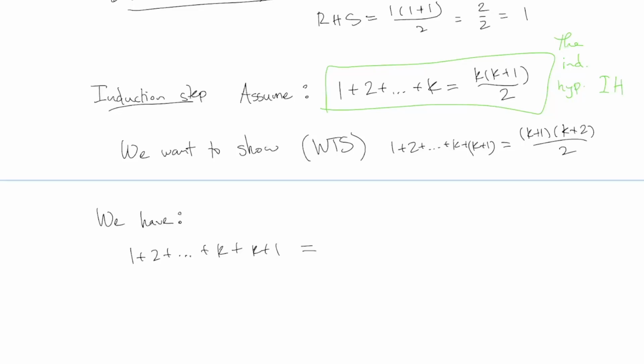Yeah, so I'm going to use the induction hypothesis immediately. 1 plus 2 up to k is equal to k times k plus 1 over 2. So this whole thing I'm substituting right there. It will say k times k plus 1 over 2, and then plus k plus 1. So I plugged in that step. I used the induction hypothesis.